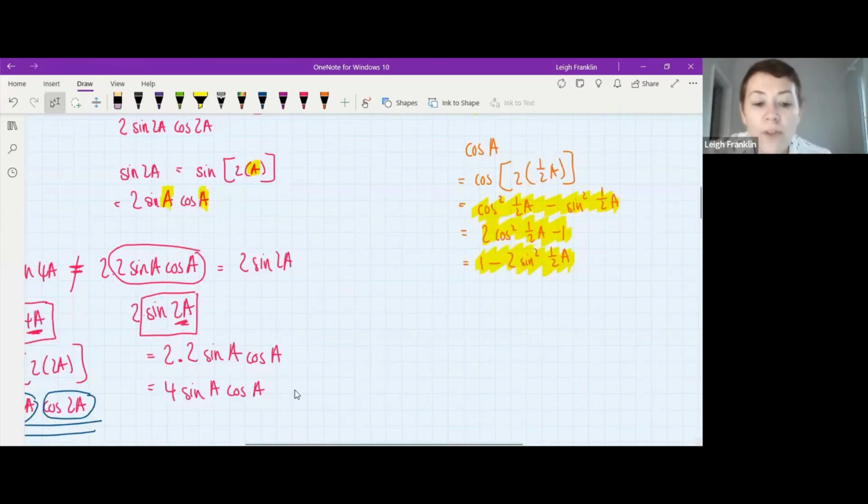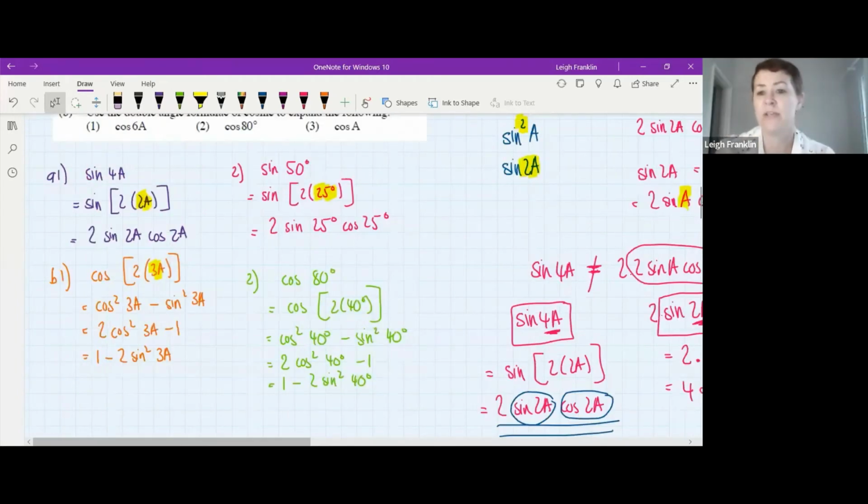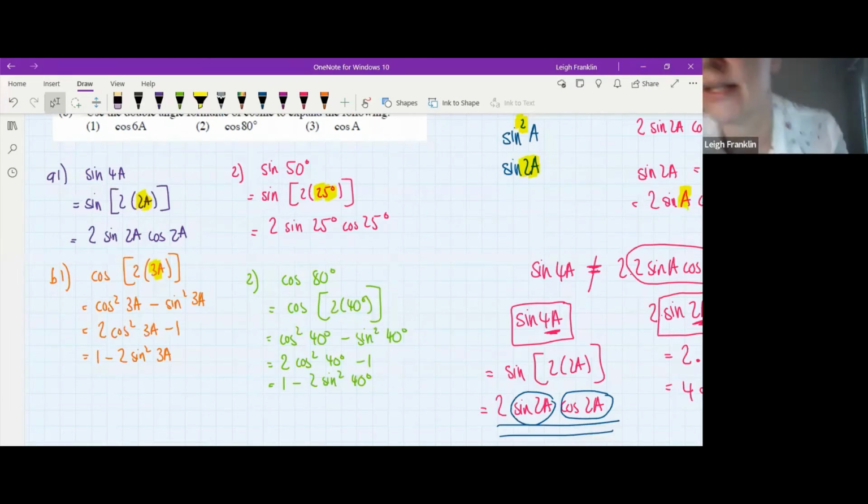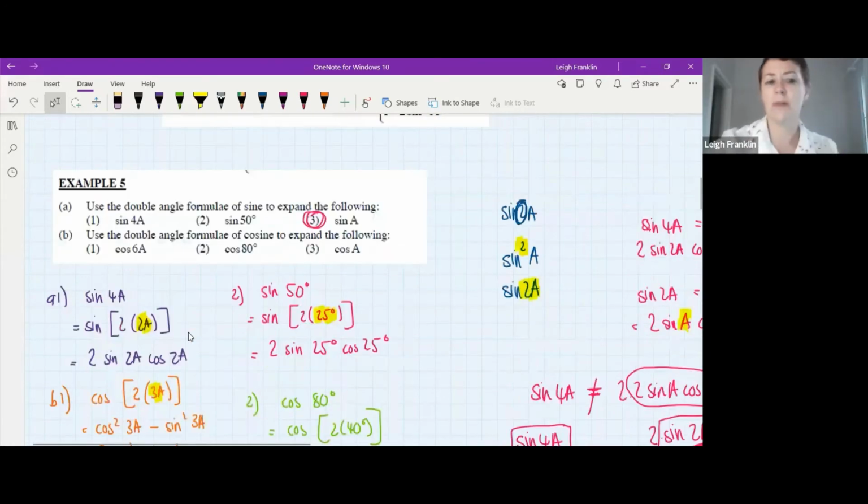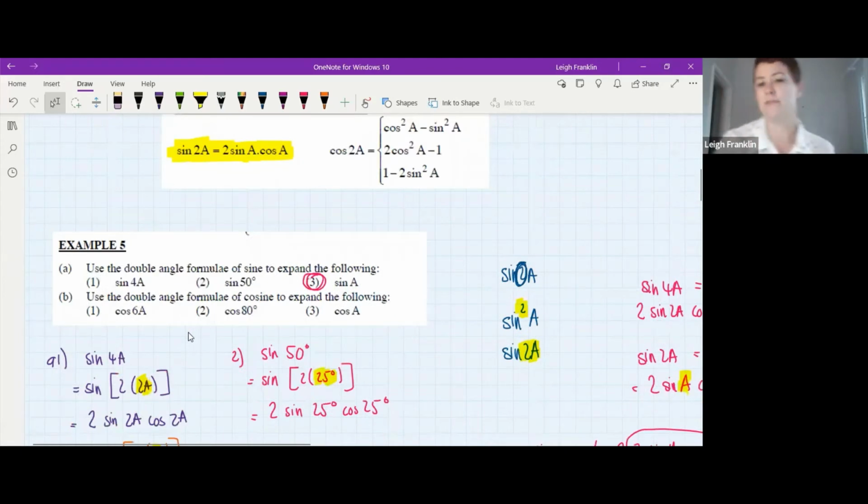No problem. The work that we are doing right now, these basic fundamentals, is not asked explicitly in tests and exams. So you will never write a test in grade 12 where they say to you, use the double angle formulae of sine to expand the following sine 4A. You will never get a question like that. This is the background theory information that you need to know.